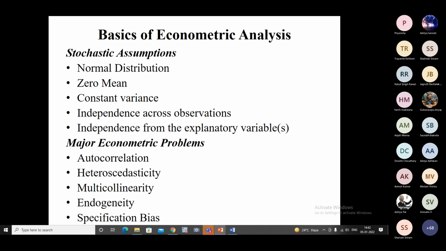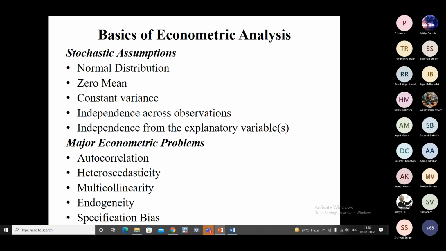If the random disturbance term doesn't have zero mean, then the OLS estimators will not be unbiased. If it doesn't have constant variance, then there will be problem of heteroscedasticity. If it is not independent across observations, then there will be problem of autocorrelation. If it is not independent of the explanatory variables, then there will be problem of endogeneity. Again, I'll show you the entire matrix.